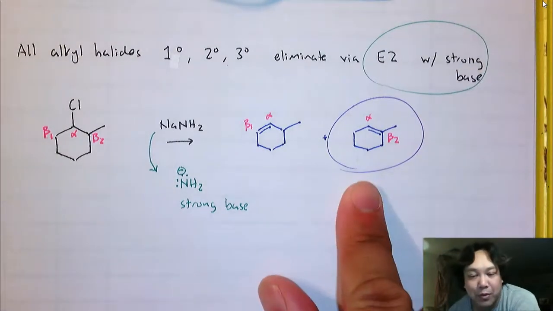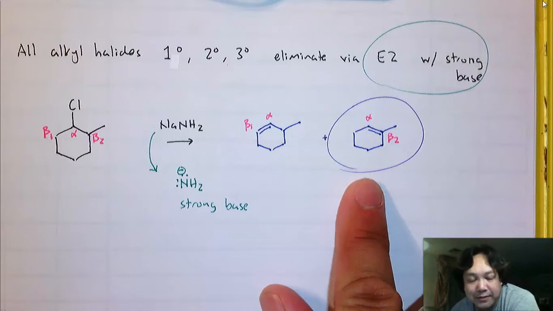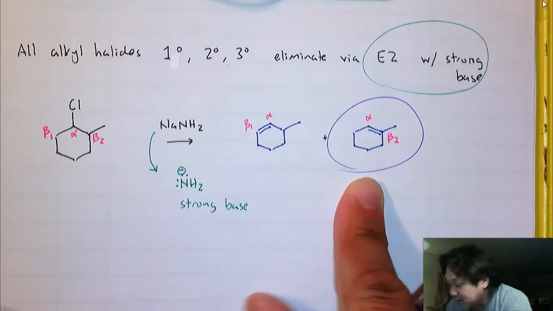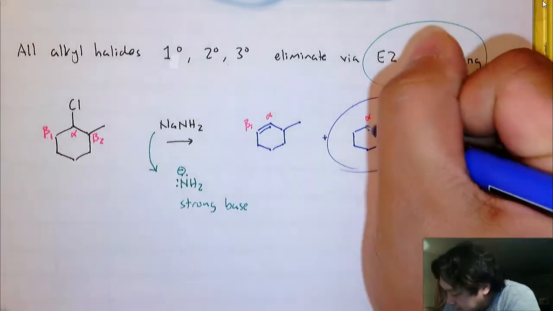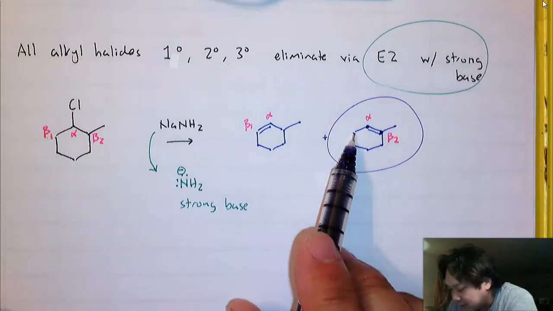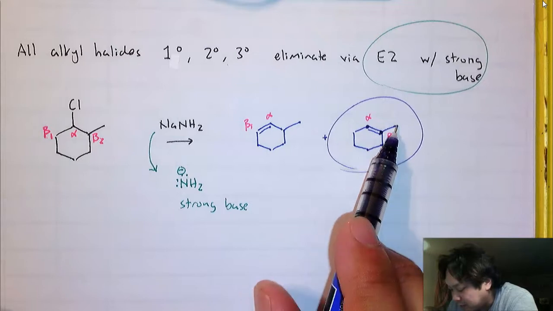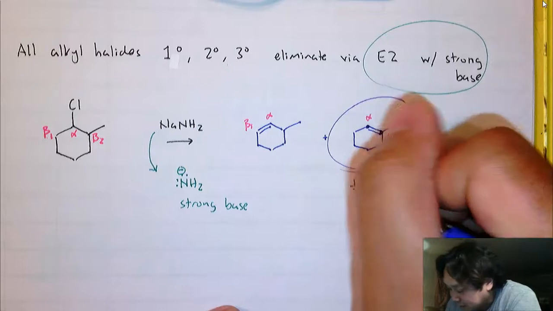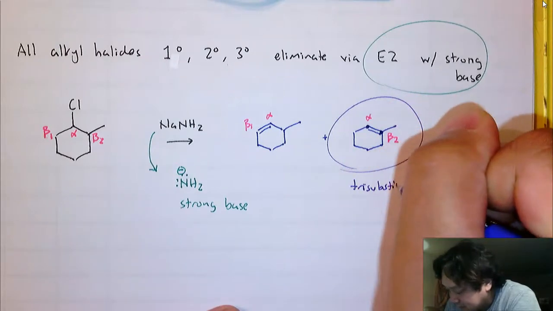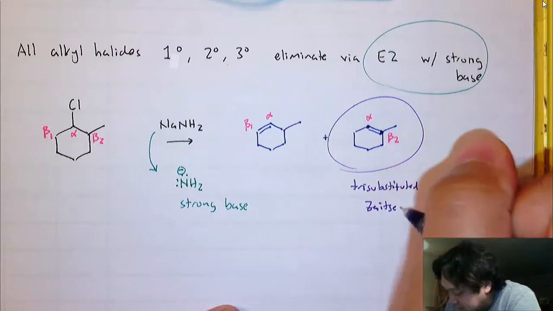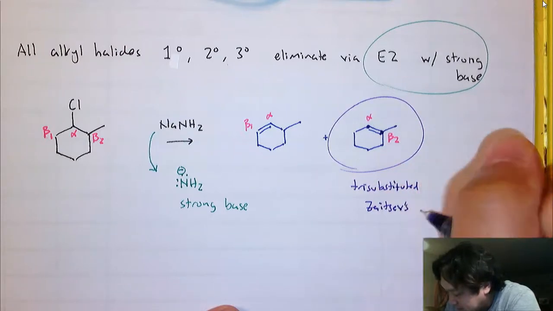Okay, pop quiz. Is that a mono-substituted, di-substituted, tri-substituted, or tetra-substituted alkene? If you put your dots on the carbons of the double bond, that purple dot has one group, that purple dot has a group going to the right, and the group going down. This is tri-substituted. And this is Zaitsev's product. And it's the major product.